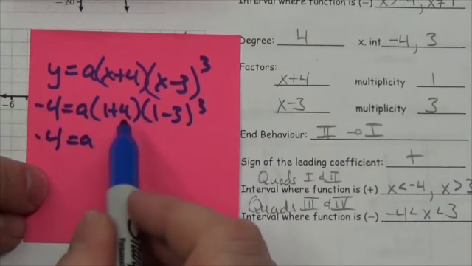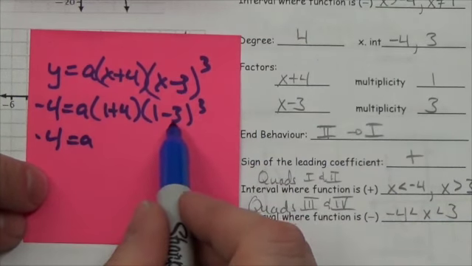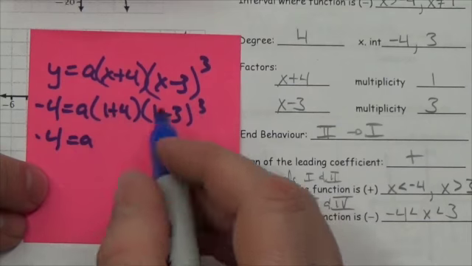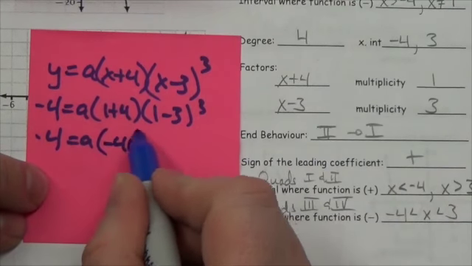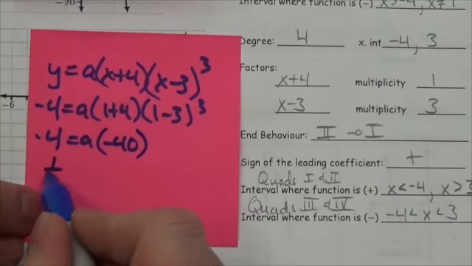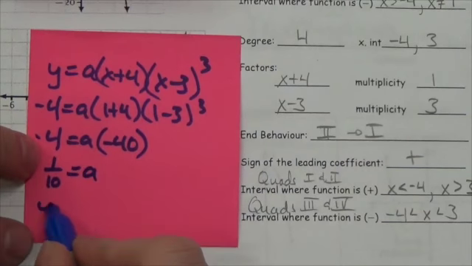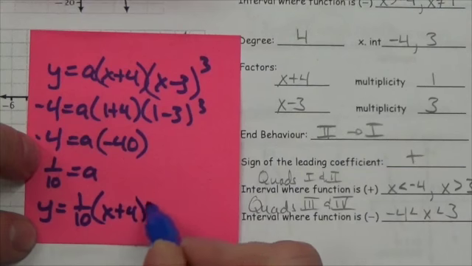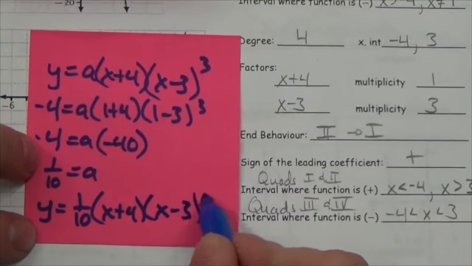Okay, well 1 plus 4, that's 5. 1 minus 3 is going to be negative 2, cubed is negative 8. So 5 times negative 8, negative 40. And if I divide, I'm going to get positive 1/10 is a. So therefore, my equation is y equals 1/10 times x plus 4 times x minus 3 cubed.